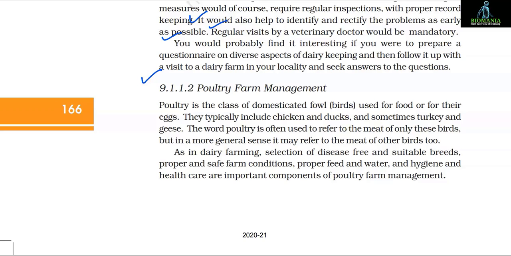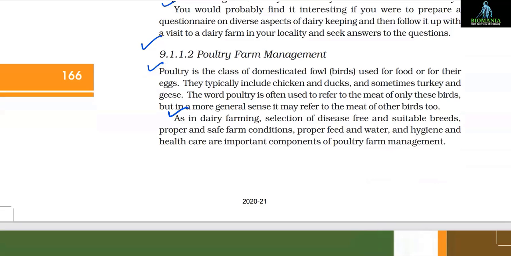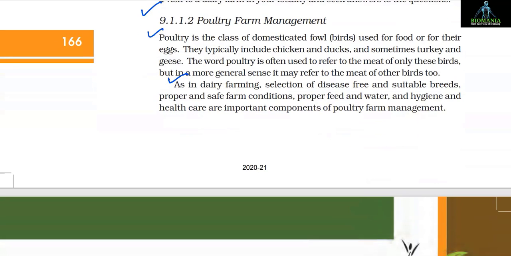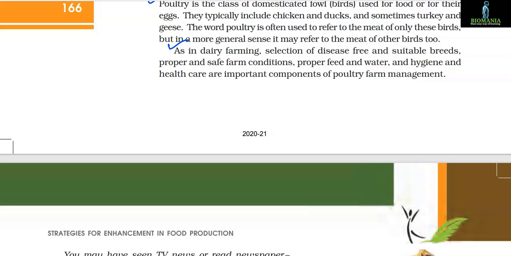9.1.2 Poultry Farm Management. Poultry is a class of domesticated fowls used for food or for their eggs. They typically include chickens and ducks and sometimes turkey and geese. The word poultry is often used to refer to the meat of only these birds, but in a more general sense it may refer to the meat of other birds too. As in dairy farming, selection of disease-free and suitable breeds, proper and safe farm conditions, proper feed and water, and hygiene and health care are important components of poultry farm management.